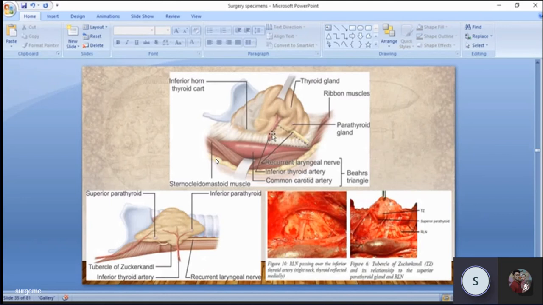Inferior thyroid artery, like inferior thyroid arteries. The inferior thyroid artery will give branches. This one is Beer's triangle. So Beer's triangle is this, this is the recurrent.